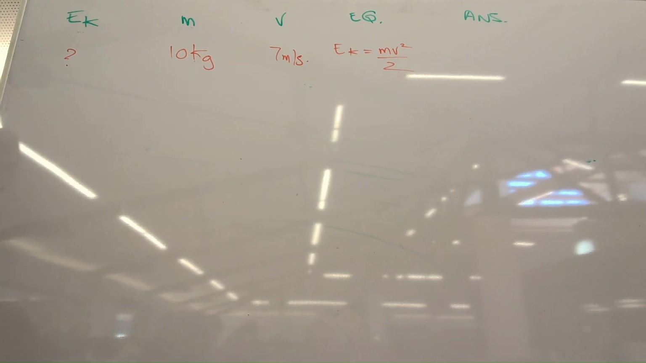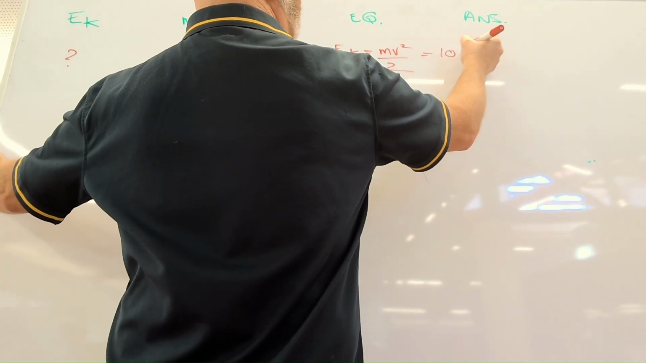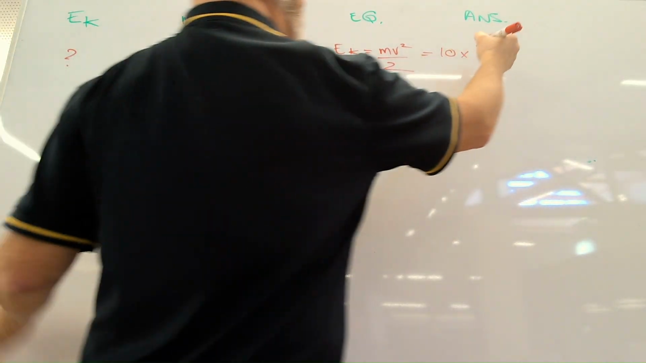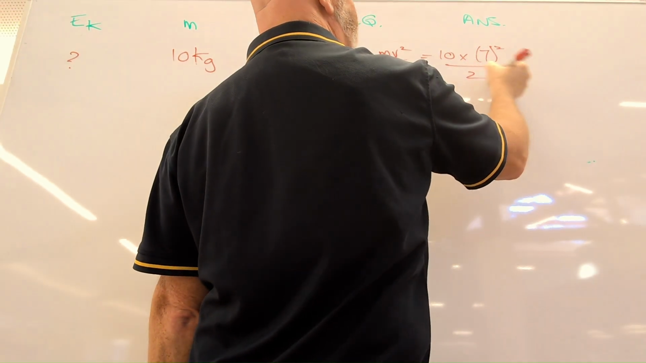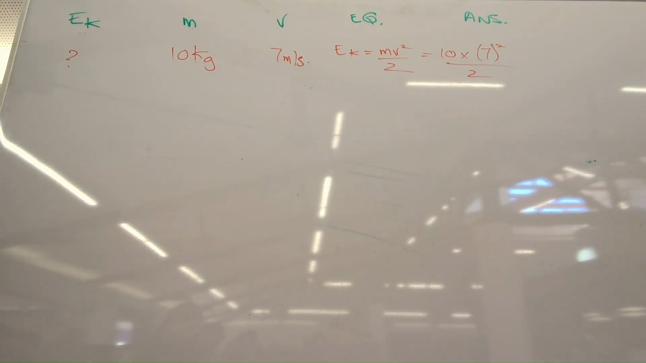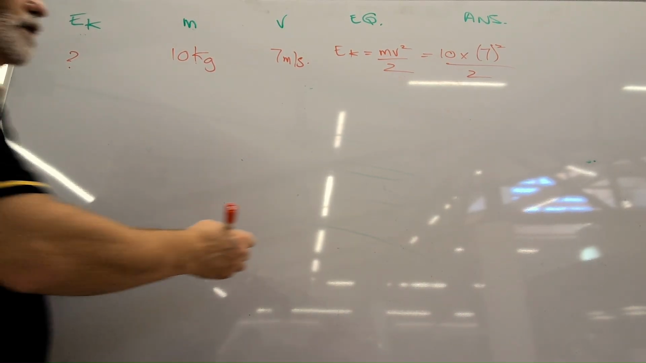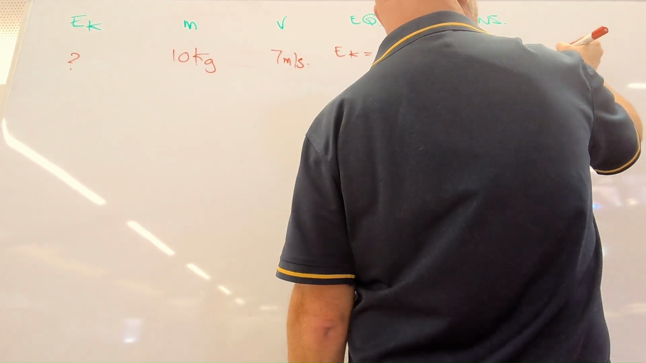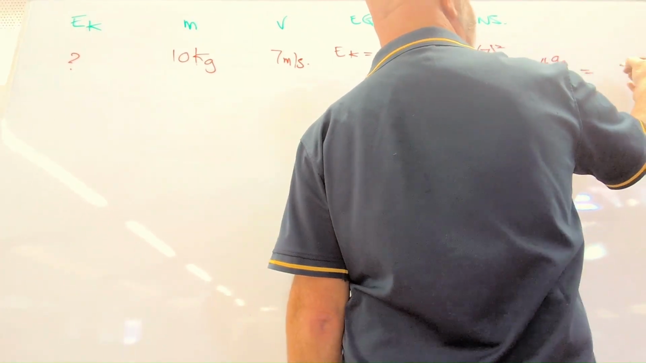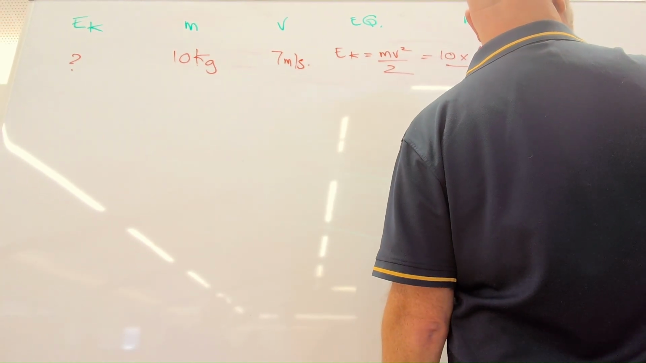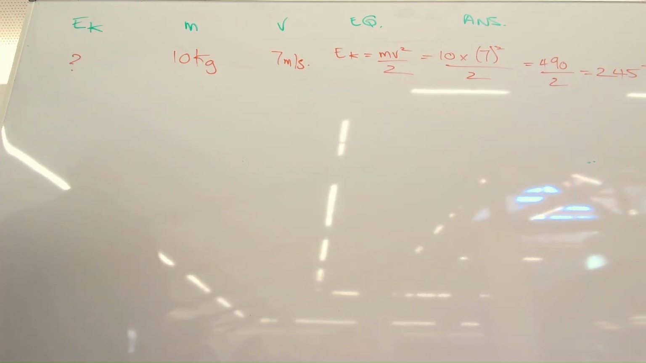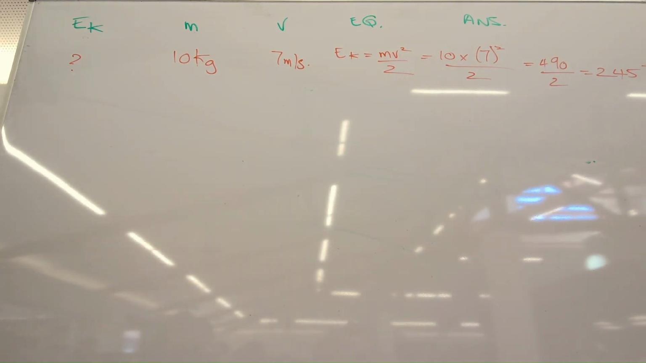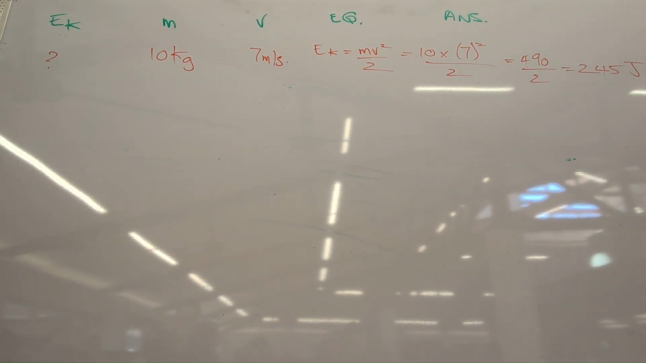So m is 10. V is 7. But remember, it's 7 squared, divided by 2. What's 7 squared? 49. So it becomes 490 divided by 2, which equals 245 joules. All good?